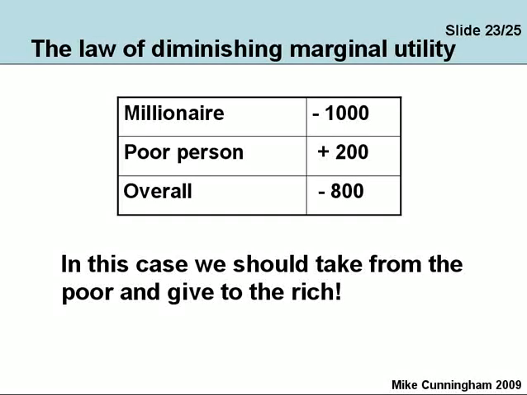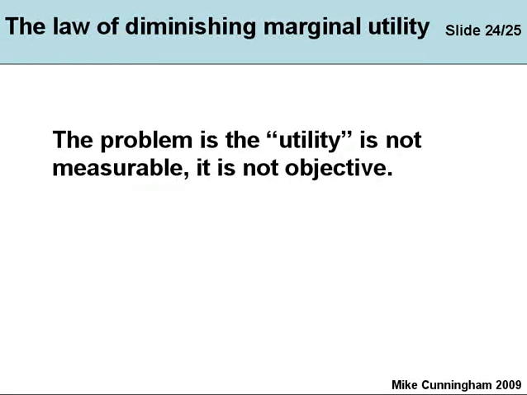But we can't prove it. It could be, as we've got on the slide here, the millionaire loses 1,000 utils and the poor person only gains 200. The problem is utility is not measurable. It's not objective. So although it's sort of reasonable, we can't prove it. It's ultimately subjective. It's your opinion versus my opinion. And we can't prove this. We just have to agree, perhaps if we dispute it, we have to agree to differ. We can't prove it objectively.